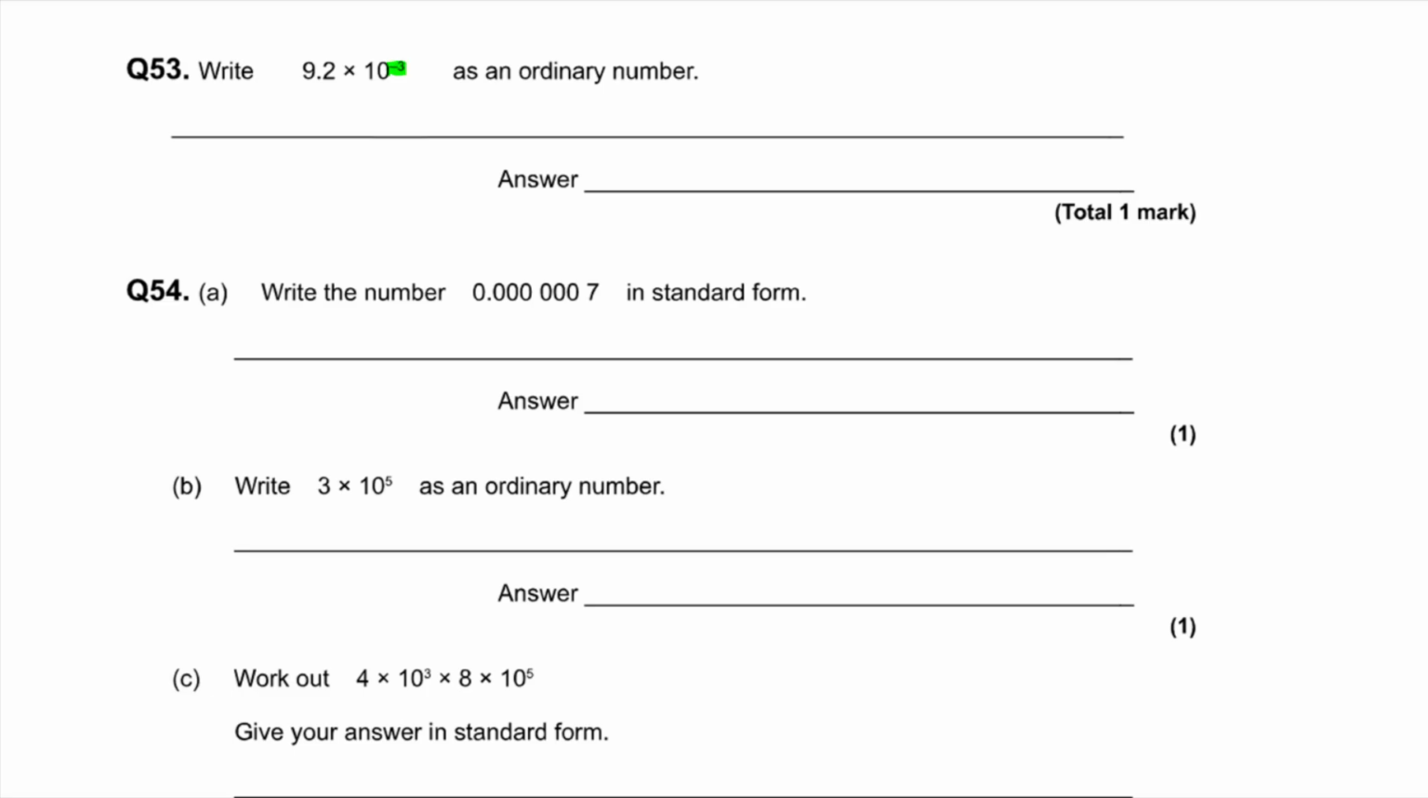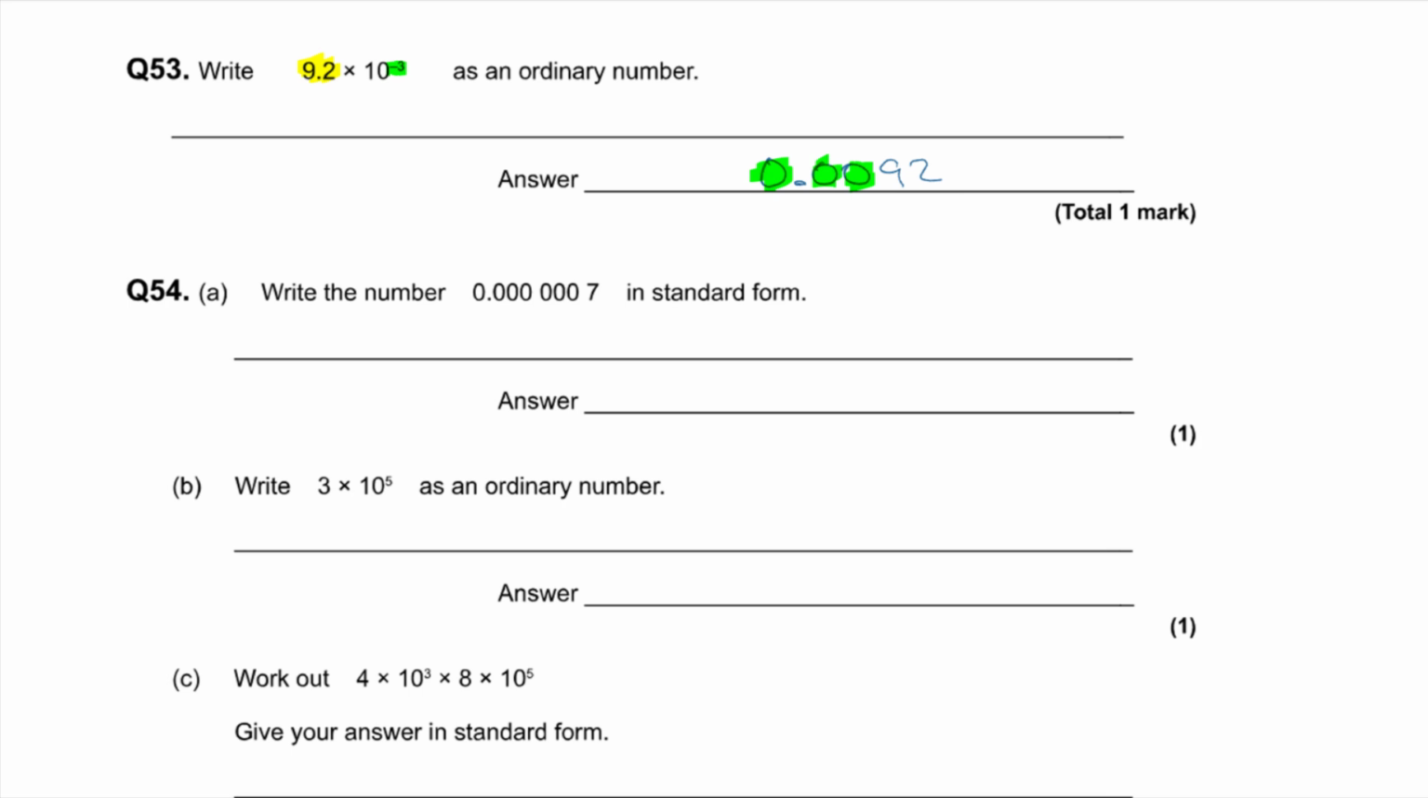Right, question 53. Write 9.2 times 10 to the minus 3 as an ordinary number. Again, negative 3 means I'm going to write down 3 zeros. 0.00, then my 3 zeros, 1, 2, 3. One always appears in front of the decimal point and the rest are after. And then after that I'm just going to write my digits down, 9 and 2. So 0.0092, like that.